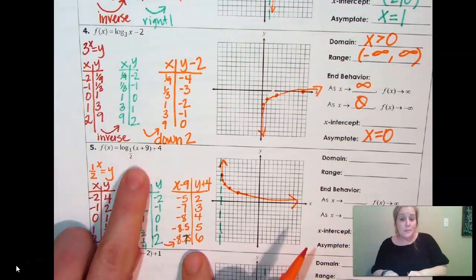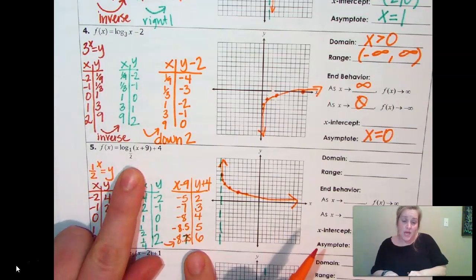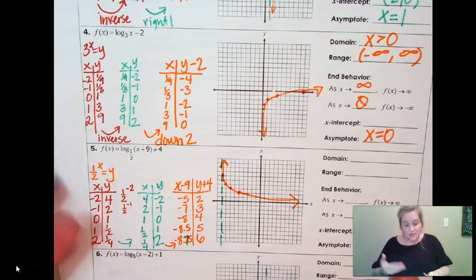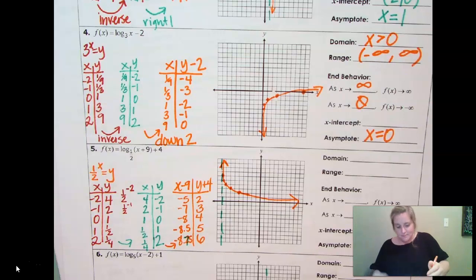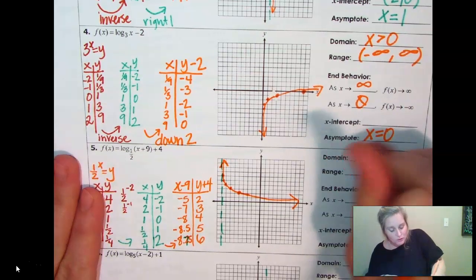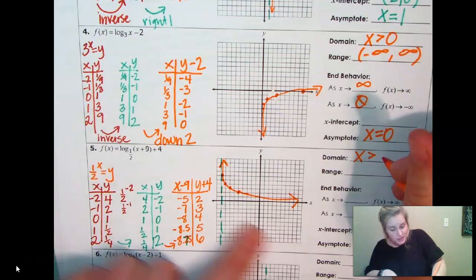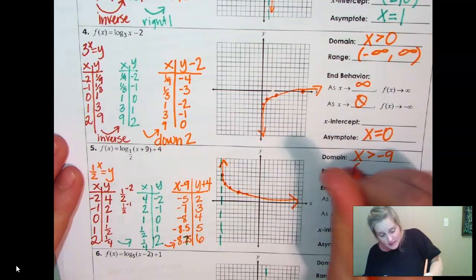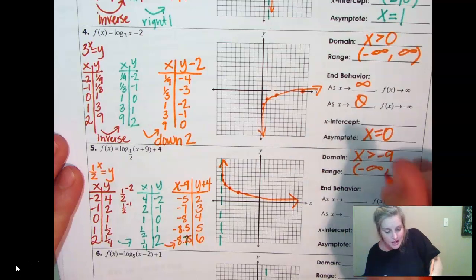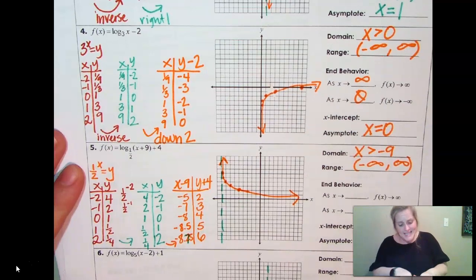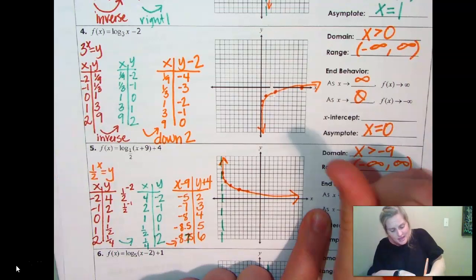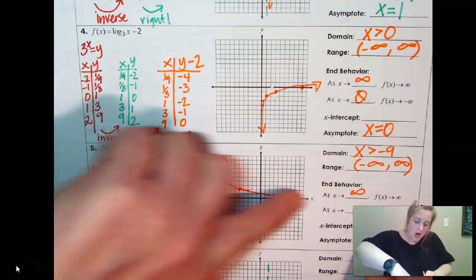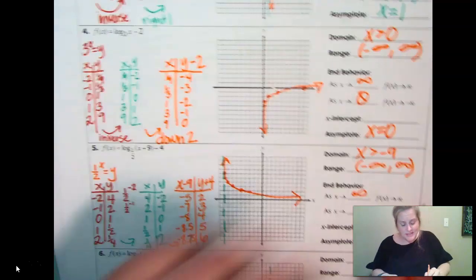Well, our base is a fraction. Okay, so since that base is a fraction, we're seeing decay. Now, our domain is all of the x's that are greater than, what's it approaching? Negative 9. Your domain is still going to go to negative infinity and positive infinity. As x approaches infinity, so that's this direction, as x is going this way, our graph is going down. So that's going to be negative infinity.